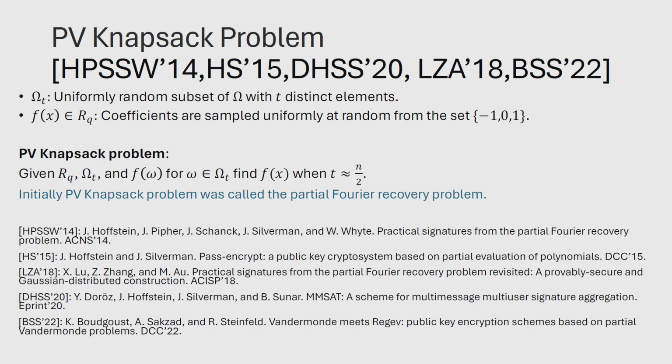So the problem was initially called the partial Fourier recovery problem, and was introduced by Hoffstein, Pipher, Schanck, Silverman, and Whyte for doing some post-quantum signatures. After that, this assumption was used in some other work for doing post-quantum cryptography, including encryptions and signatures and multi-signatures.